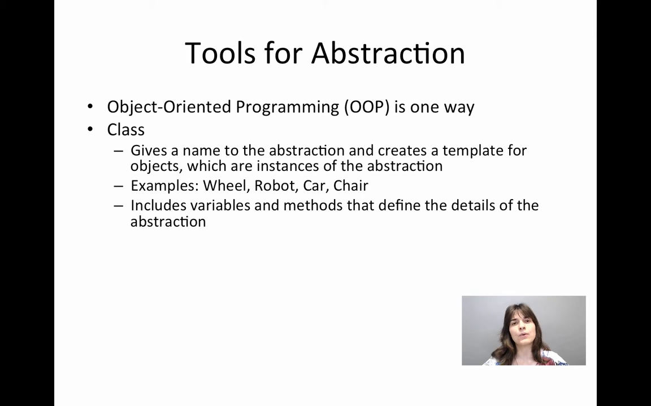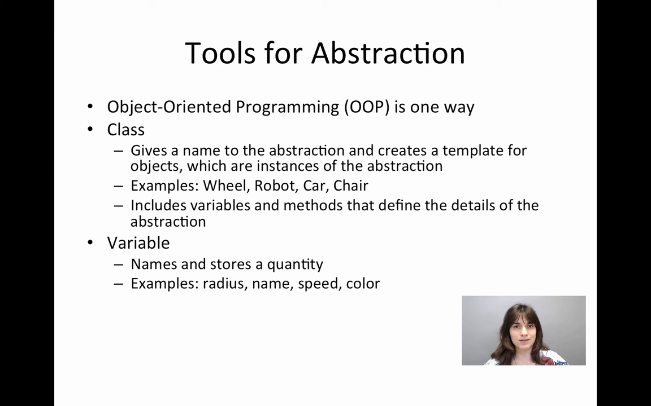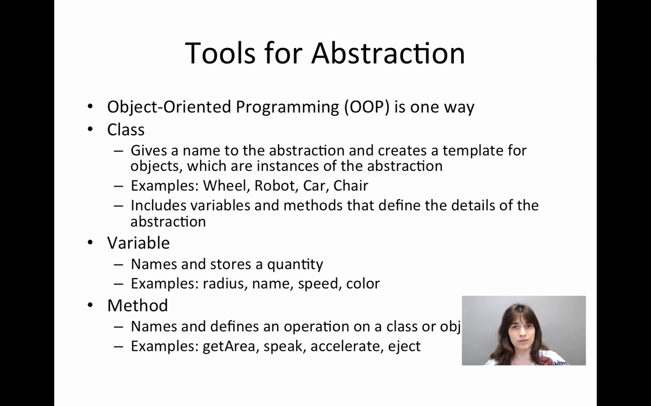Inside the class, we will specify variables. Variables are the way that we model attributes, characteristics, like the color, the name, or the speed. Inside the class, we will also be specifying methods. Methods are modeling operations that objects of that class perform. For example, the speak operation would be a method inside the robot class. The accelerate method might be a method inside the car class, and so forth.